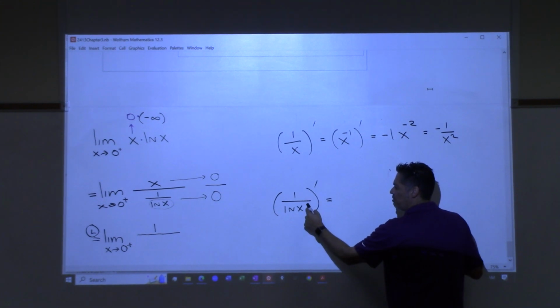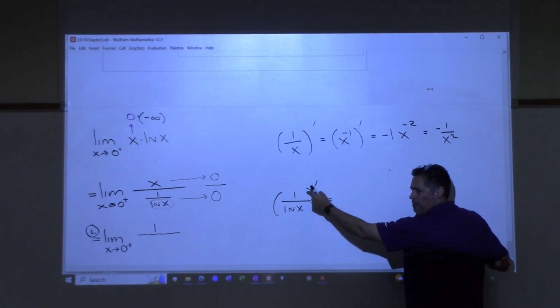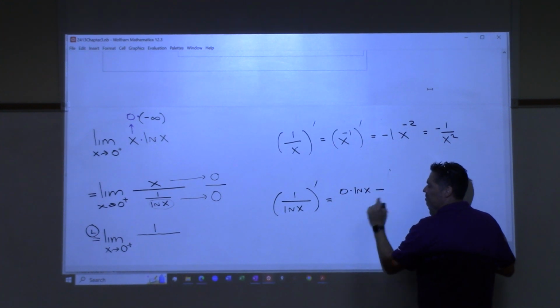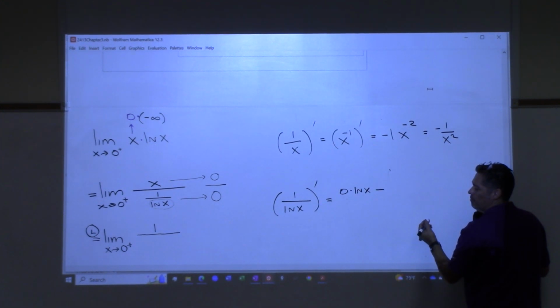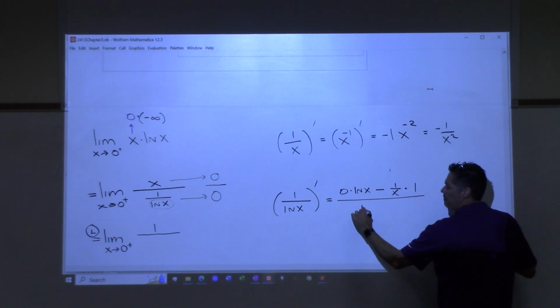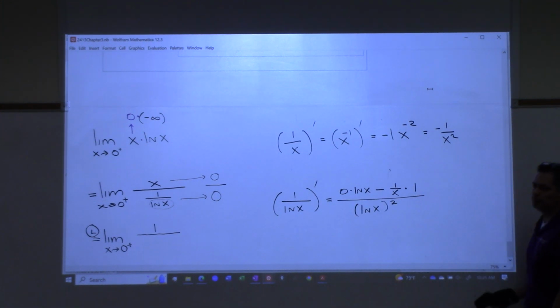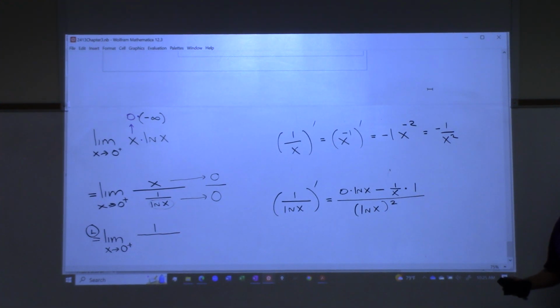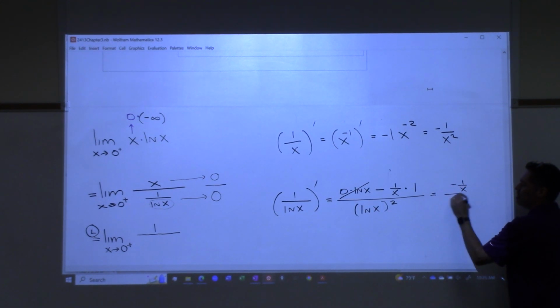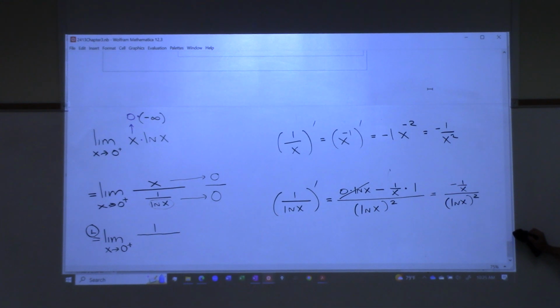What's the derivative? How do we do a quotient? Derivative of the top times the bottom minus derivative of the bottom times the top over the bottom squared, right? So what's the derivative of the top? 0 times the bottom. That's not going to matter. Minus what's the derivative of the bottom? 1 over x times the top, 1, all over the bottom squared. Not a very pretty derivative, is it? Gone. Negative 1 over x is what we have on top. On the bottom, natural log of x squared. That's your derivative. And now I need to put that over here.